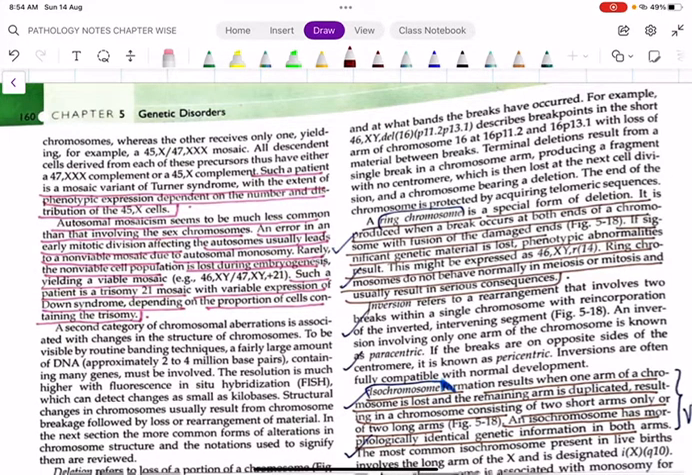Okay, all those we will be dealing with in detail. So what do you mean by mosaicism? It means they are not normal. Just remember this very basic point, that means the karyotype is not normal.